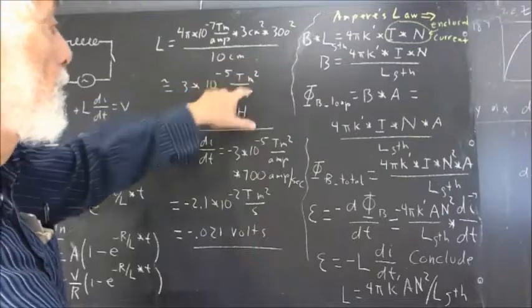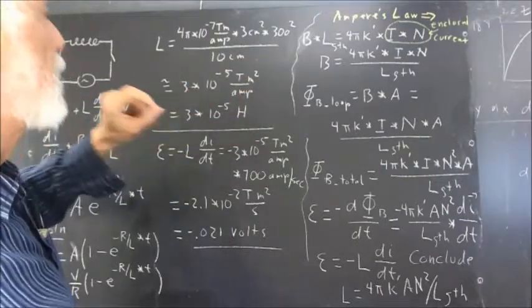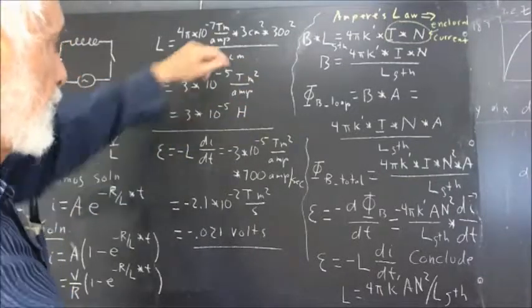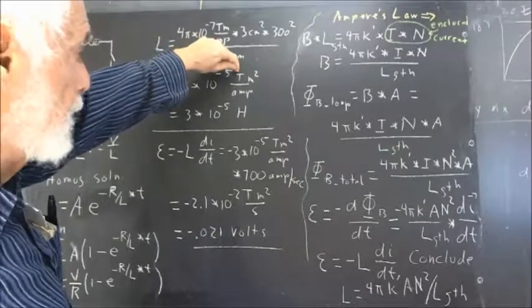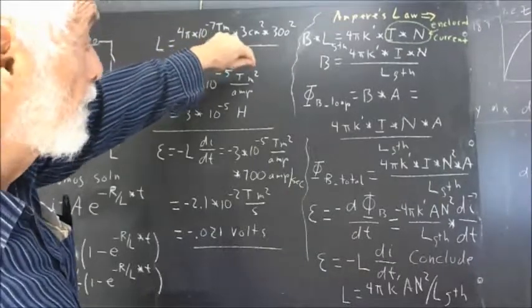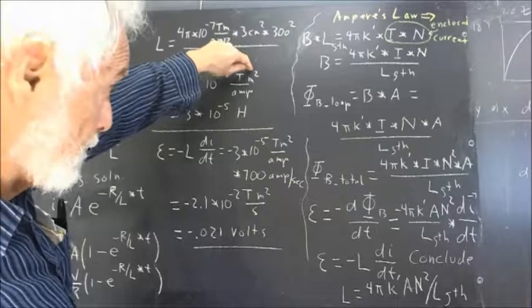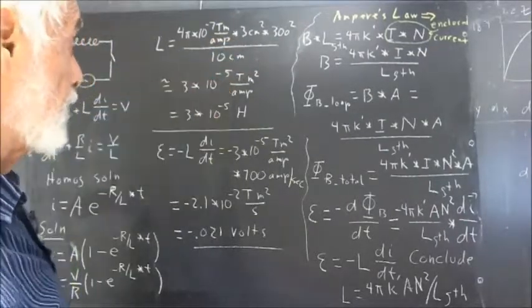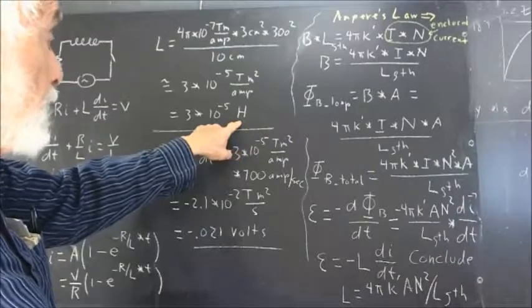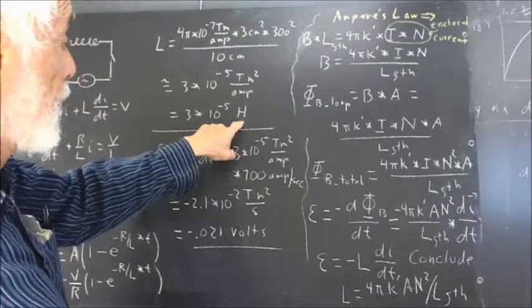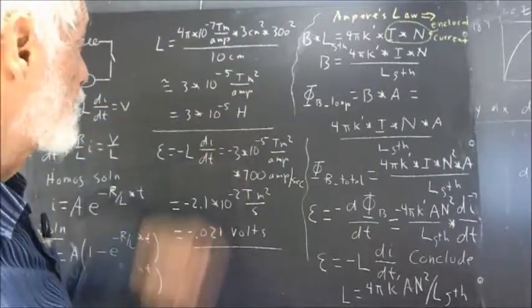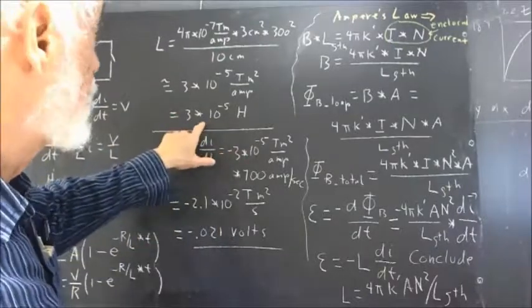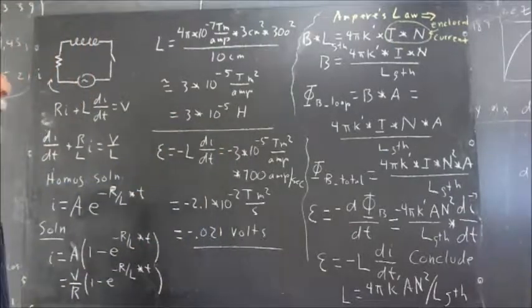Now, Tesla meter squared per amp, the unit of inductance, where the magnetic field is in SI units, the length in SI units, and current in SI units, is going to be the SI unit, the Henry. A Henry is a Tesla meter squared per amp, and we get this for the inductance of the coil.